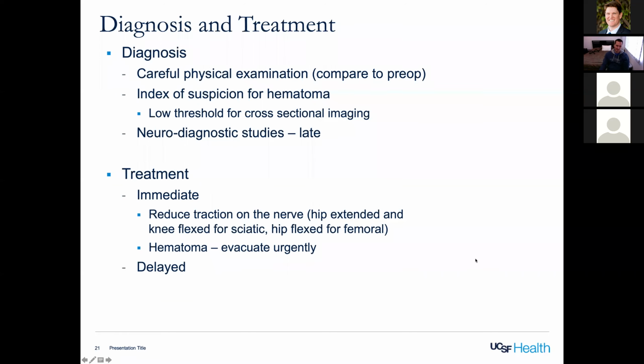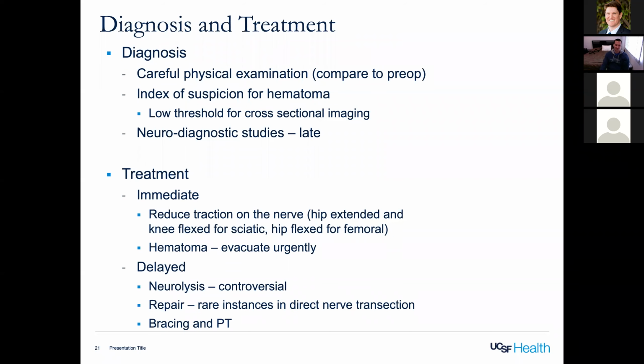How about for delayed treatment? I mean, there honestly isn't that much we can do. So some people advocate for neurolysis. That's relatively controversial. There are some rare case reports where the nerve was actually transected. I think, Jeff, you were telling me about one of your co-fellows, his first year in practice, like someone cut through the sciatic nerve with a saw while doing the neck cut or something like that.